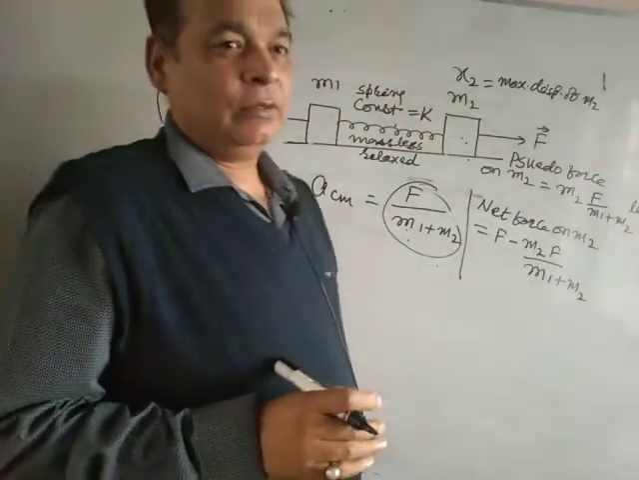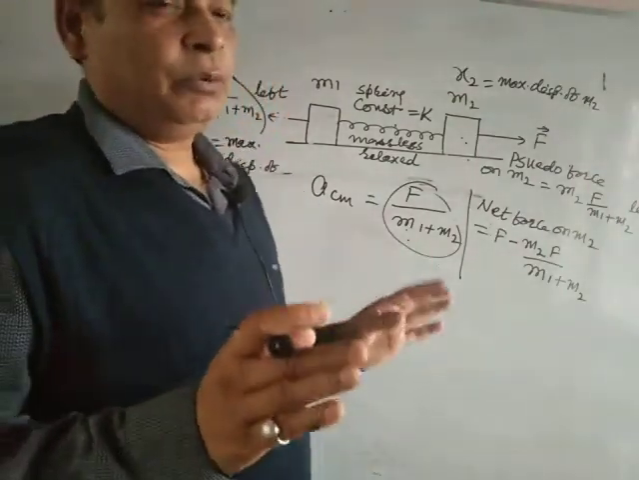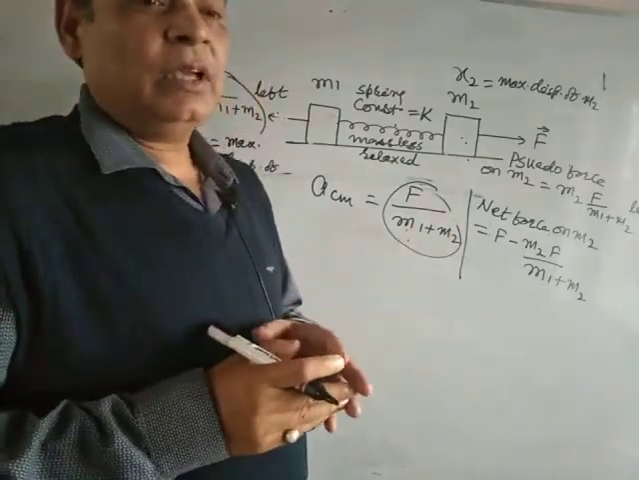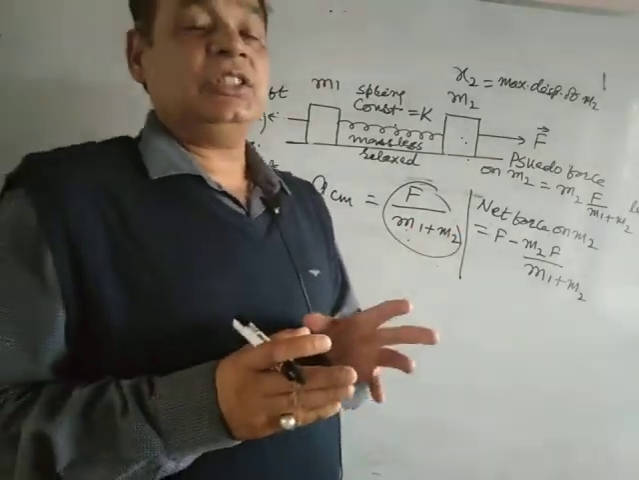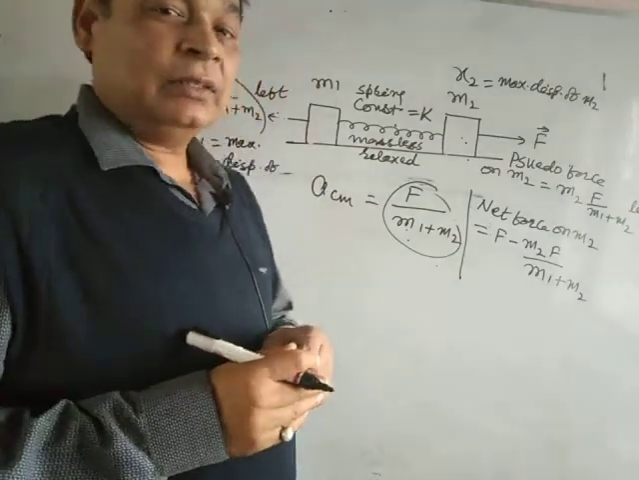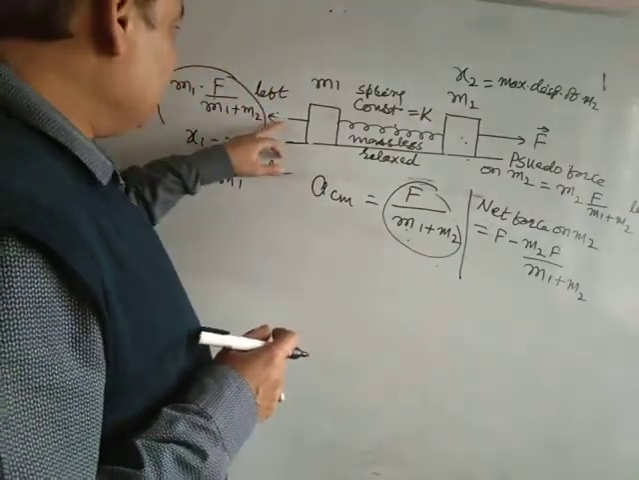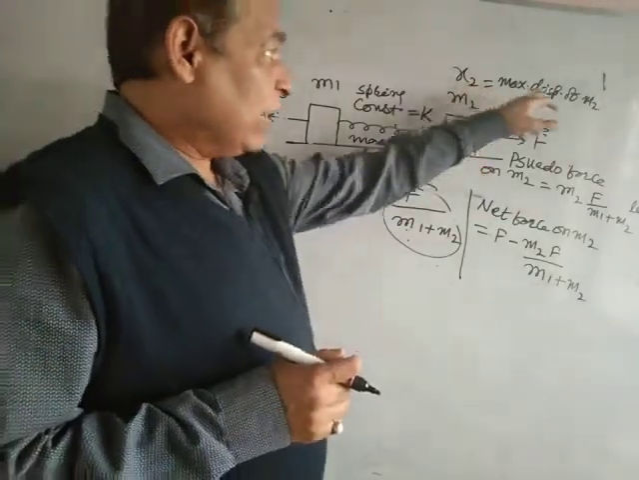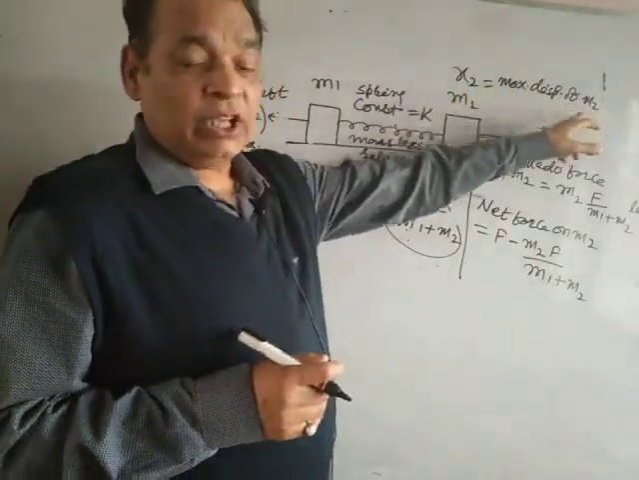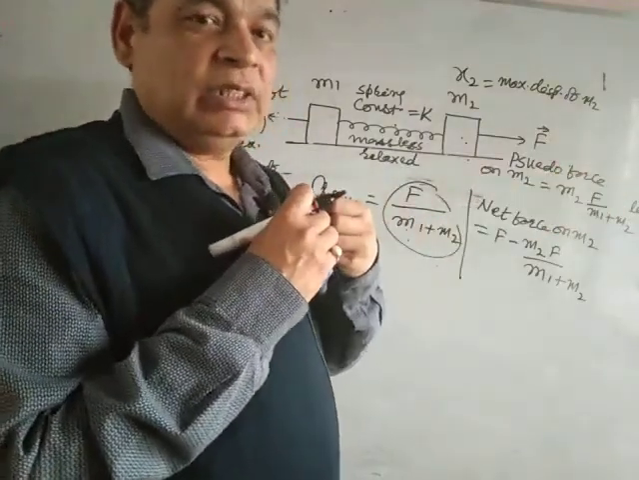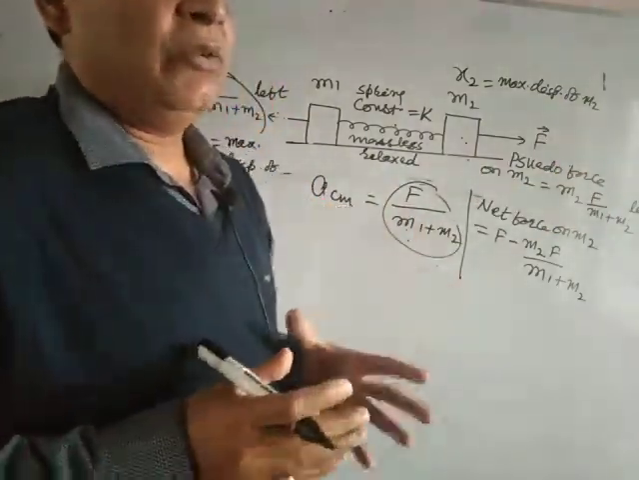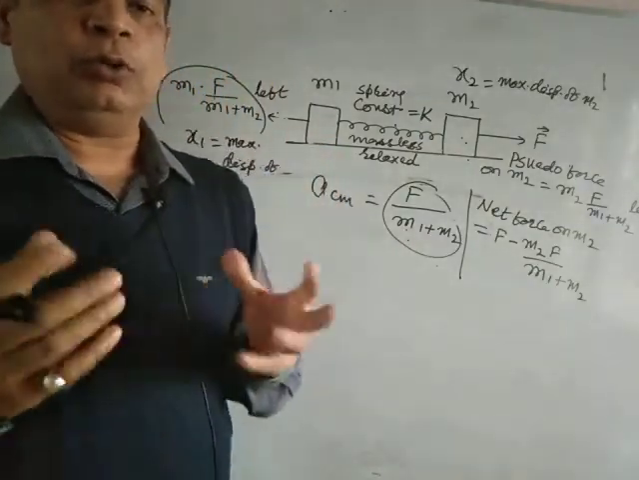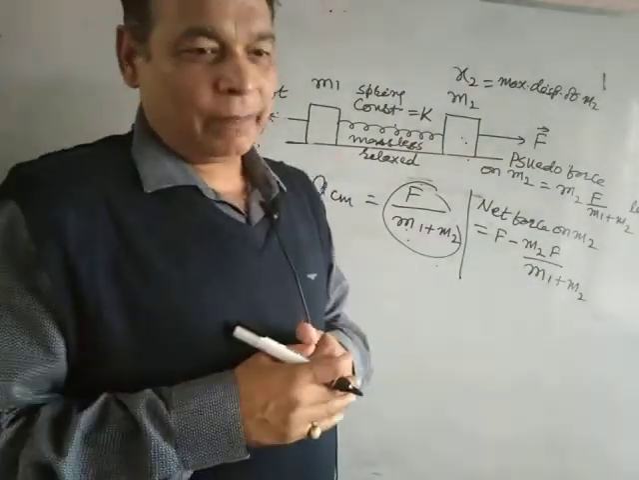Okay. It means we know every force on this system. We know the displacements. We want the maximum elongation in the spring. What would that be? The displacement of M1 is leftward x1. The displacement of M2 is x2 rightward, that is the maximum displacement. So the maximum elongation is x1 plus x2. We have to calculate the value of x1 plus x2. That's our motto.